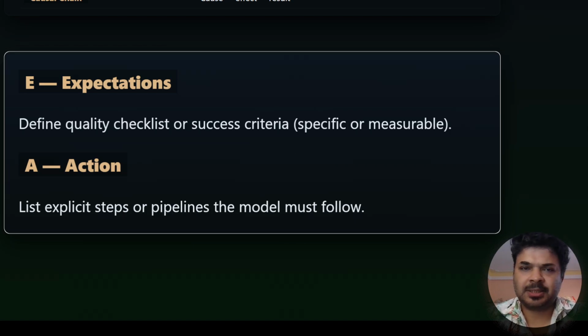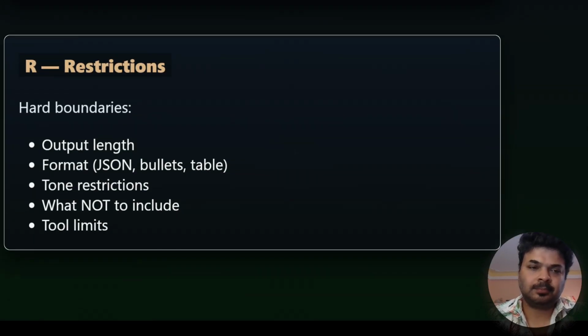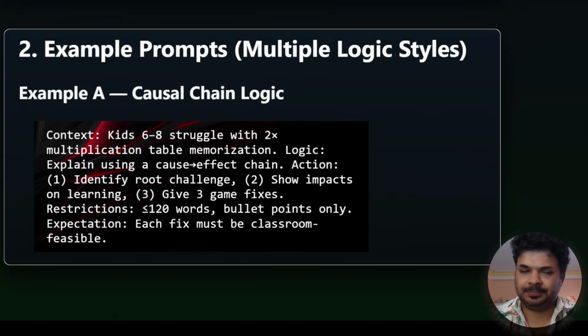E is for expectations. Define a quality checklist or success criteria, which is specific or measurable. A is for action. List explicit steps or pipelines the model must follow. R is for restrictions. Hard boundaries, output length, the format such as JSON, bullets, table, tone restrictions, what not to include, and limits.